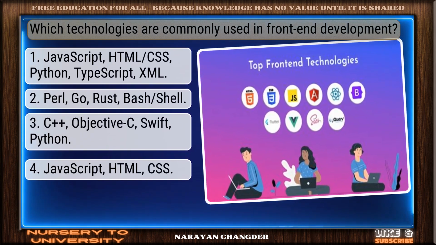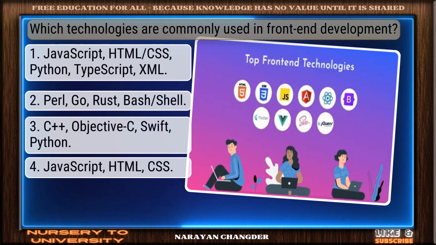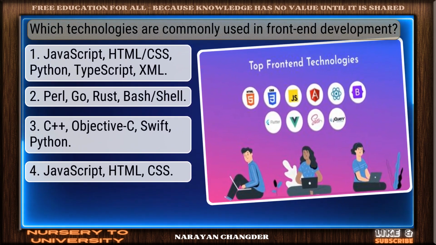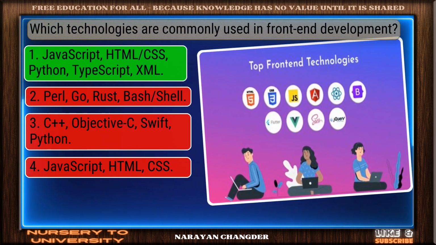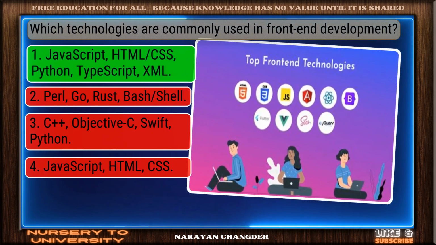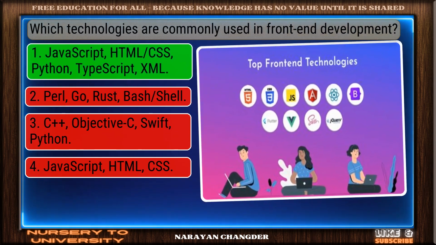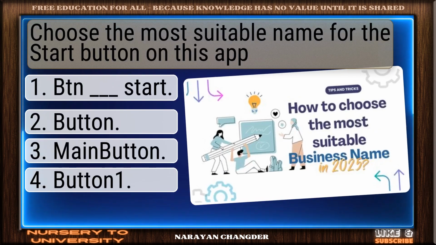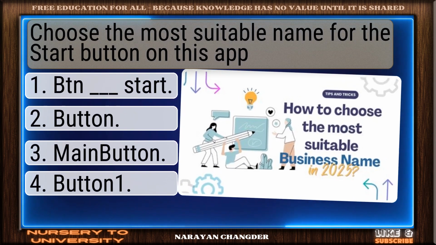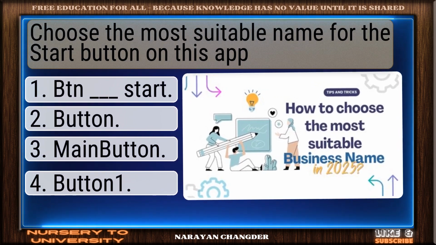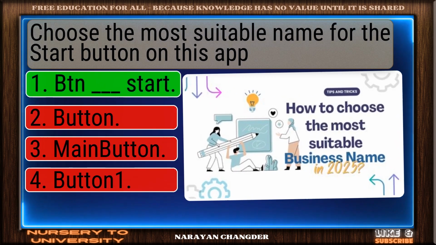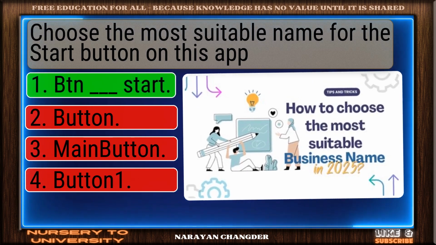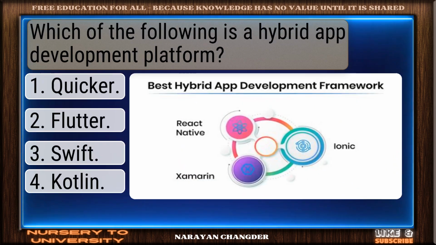Question number 36. Which technologies are commonly used in front-end development? On track. JavaScript, HTML, CSS, Python, TypeScript, XML is the correct answer. Question number 37. Choose the most suitable name for the Start button on this app. Nicely done. Beating-Start is a solid answer.